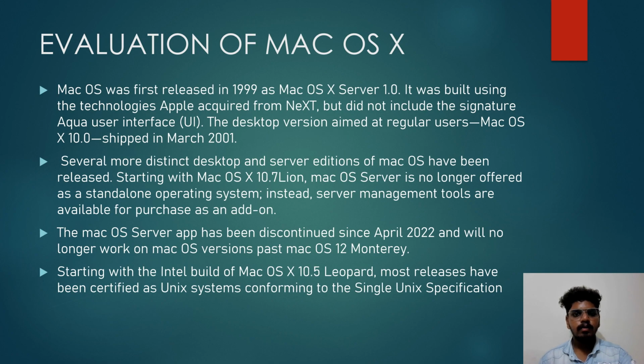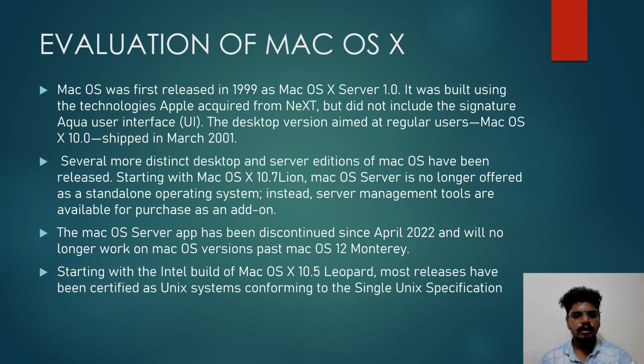Evaluation of Mac OS X. Mac OS X was first released in 1999 as Mac OS X Server version 1.0. It was built using the technologies Apple acquired from NeXT, but did not include the signature Aqua user interface. The desktop version aimed at regular users, Mac OS X version 10.0, shipped in March 2001.